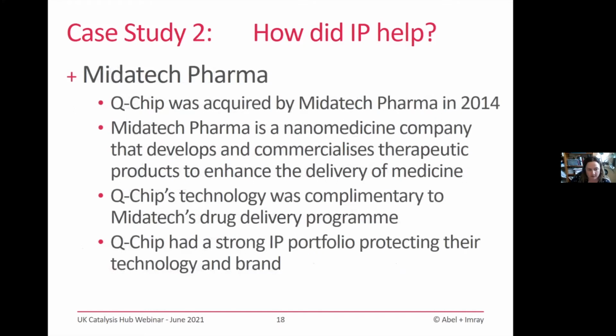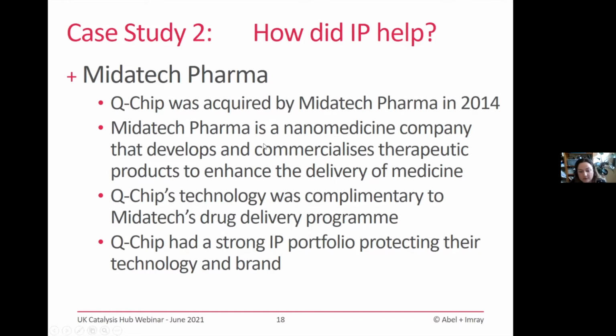So then the big step for QTIP happened in 2014, where they were acquired by Midotech Pharma. So Midotech Pharma is a nanomedicine company that develops and commercializes therapeutic products to enhance the delivery of medicine. So Midotech's business interests were complementary to QTIP, so they could see the value in acquiring that business and their technology as part of that business. QTIP had a strong patent portfolio and they'd protected their brand, so this will enhance their value.